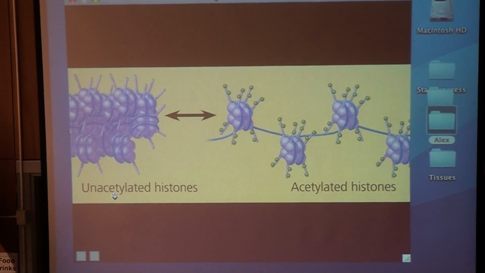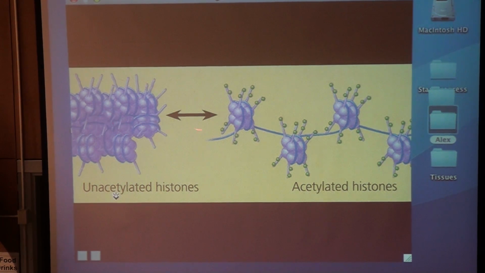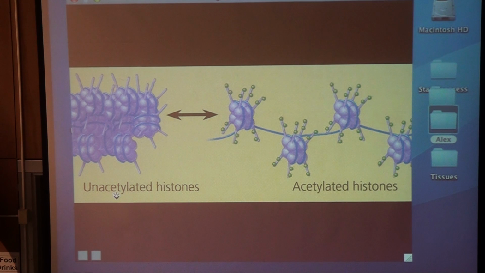And there you see it. So the genes in this region are not going to be expressed well, and the genes in this region are going to be expressed well. And the cell can move between the two states around any particular gene. Now, here in your notes, I just said that there are these enzymes that modify the histones to change the DNA between euchromatin and heterochromatin to regulate gene expression.